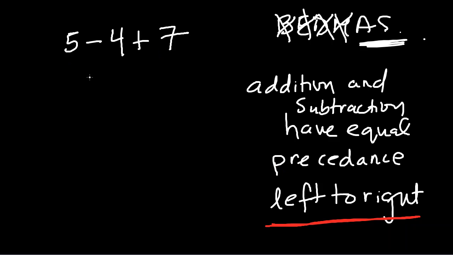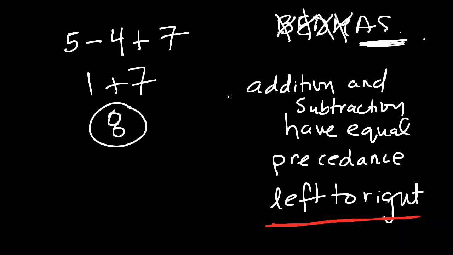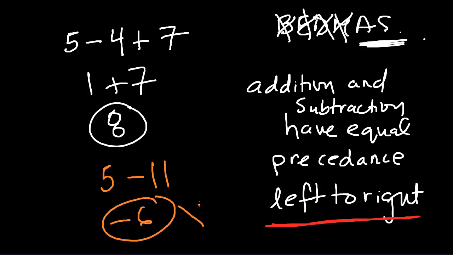So 5 minus 4 gives us 1, and then adding the 7, 1 plus 7 is 8. It would be wrong to do 4 plus 7, and then subtract that from the 5. If we did do that, just to show you guys, 4 plus 7 gives us 11, right? So we would have 11, and then we would have a minus sign, and then a 5. So then we would get 5 minus 11, which is negative 6. Okay, which is not the correct answer, because it doesn't follow the rules of BEDMAS.